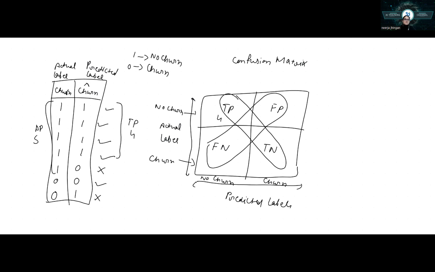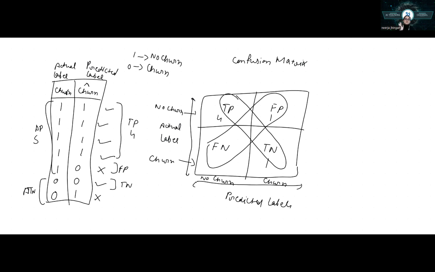And what is a false positive? Only one case. You are saying a customer will stay, will not churn, but your model is saying he will churn. So this is going to be 1. Now the next case, you are saying the customer will not churn. This is a negative case, right? We call it true negative. So it is 1 because it correctly predicted.